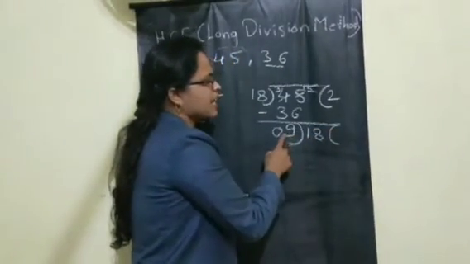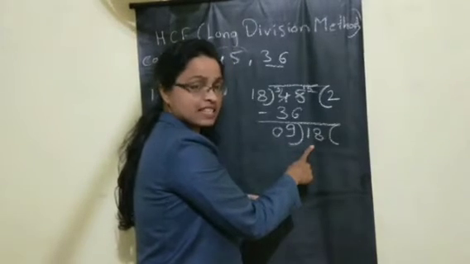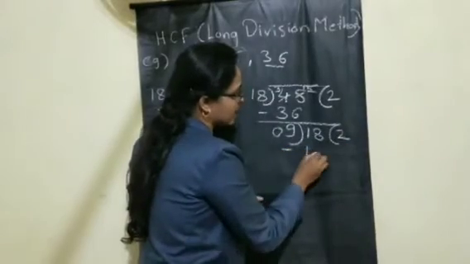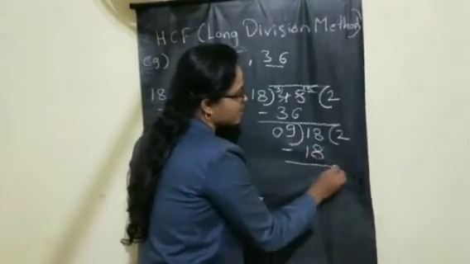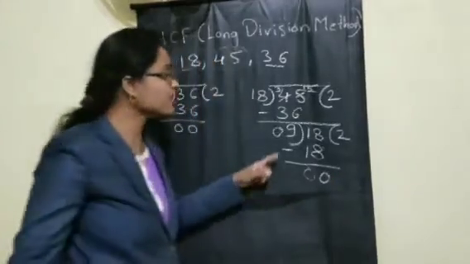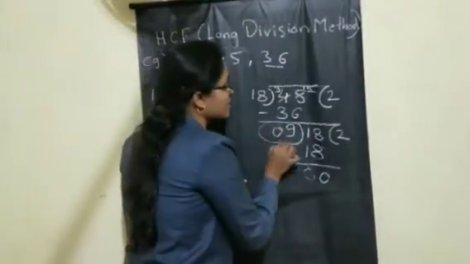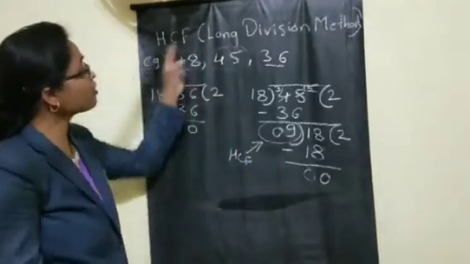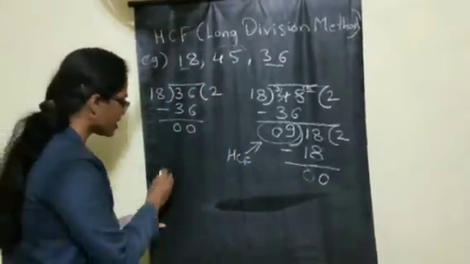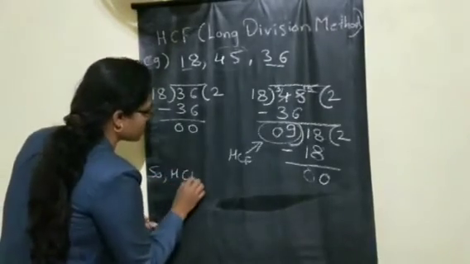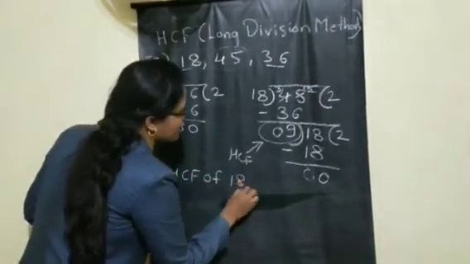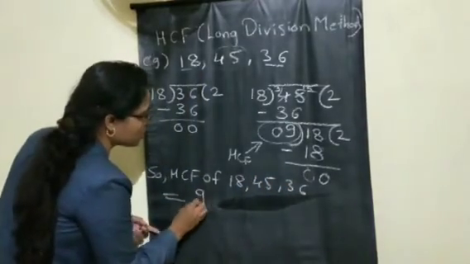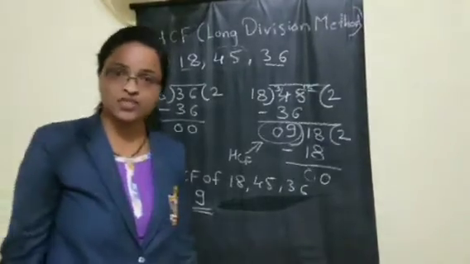Now, is 18 present in the 9 table? Yes. 9 times 2 is 18. So we got the answer 0 here. By which number? 9. Therefore, this is our HCF, the HCF of all 3 numbers. So what do we have to write? HCF of 18, 45 and 36 is equal to 9. How to find it out? Understood?